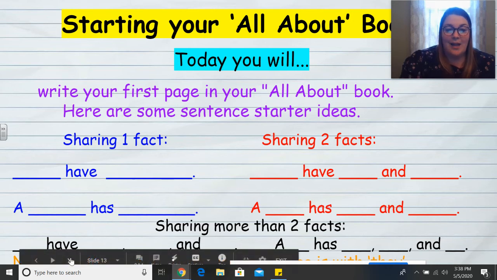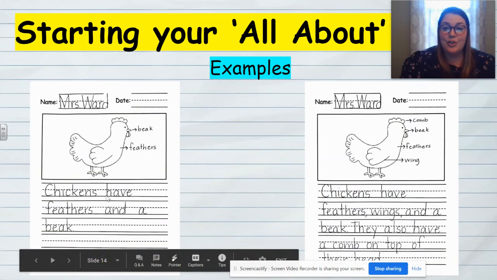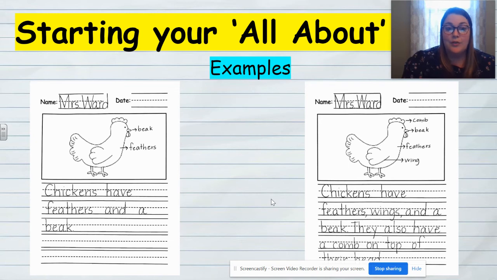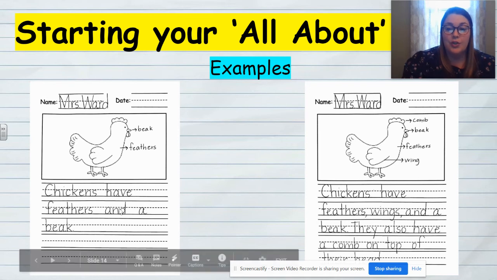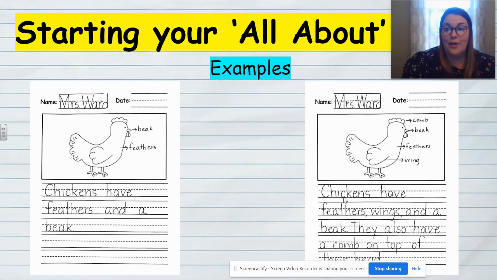So on the next slide, I'm going to show you some examples of my writing. So this is the one that I shared with you originally, and then here it has more facts listed. So this one is just 2 facts, so I use the word and. So chickens have feathers and a beak. And again, I added some labels. And then this one I did more than 2 facts. And then I also wrote another sentence.